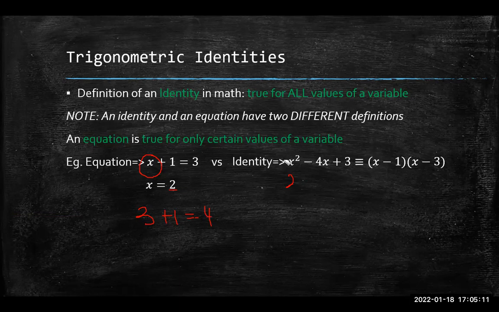So you understand that so far with the equation before I move on to identity? It's only true for a certain value of a variable. The only possible answer I could have here is x is equal to 2. That's the only thing that would satisfy this equation. Why? Because 2 plus 1 is equal to 3. I can't have any other number plus 1 that is going to give me 3. You understand that?